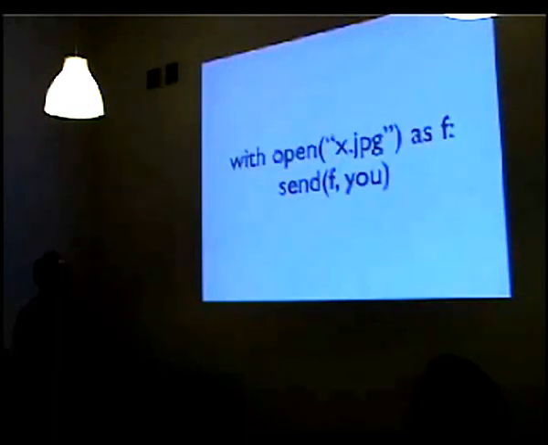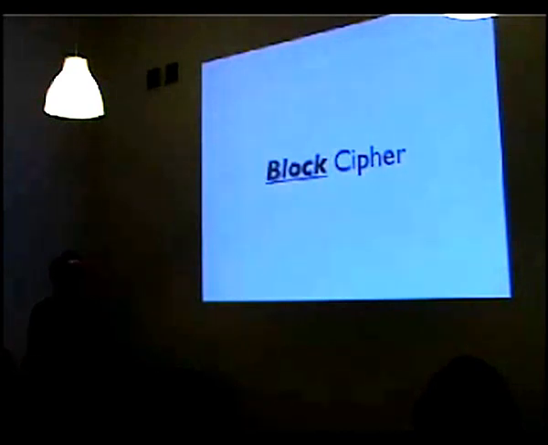After I send hello, I want to send you an image. So I open up an image and I try to send it to you. Turns out that doesn't work. Why? Because the thing I just showed you is a block cipher. It encrypts blocks. It takes blocks of a fixed size and outputs blocks of a fixed size.